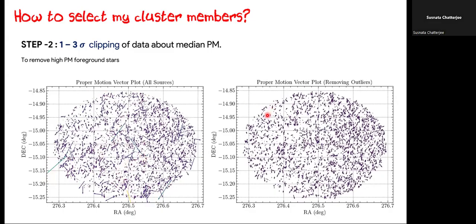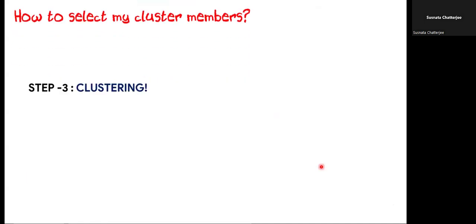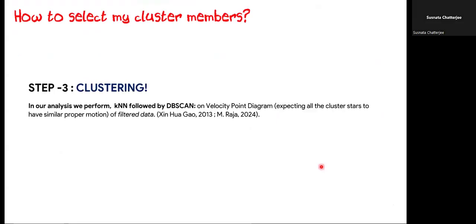After we perform the PM cut, we can easily chop off the values which are spurious, like the high proper motion foreground stars. What remains with us is a mixture of our cluster members and the background field stars. We then proceed to clustering.